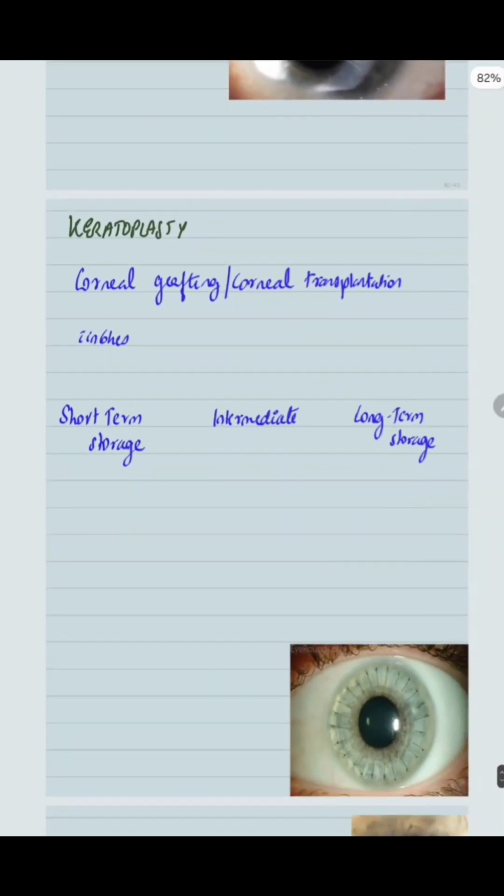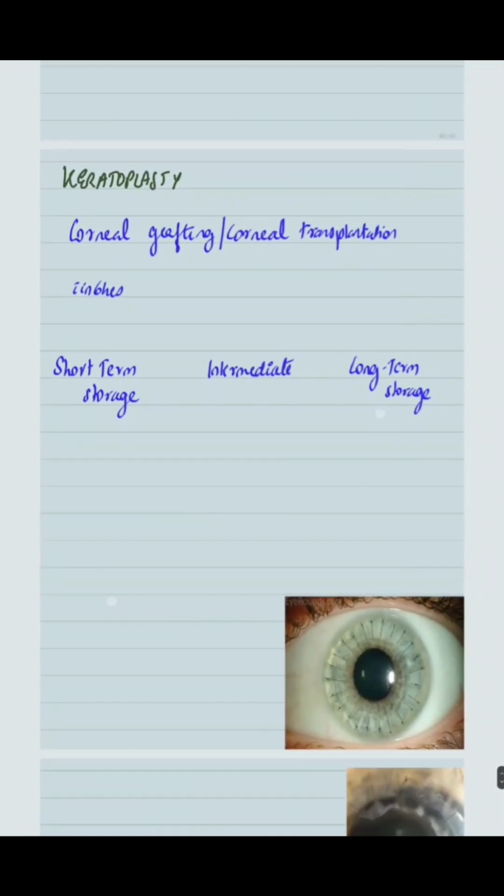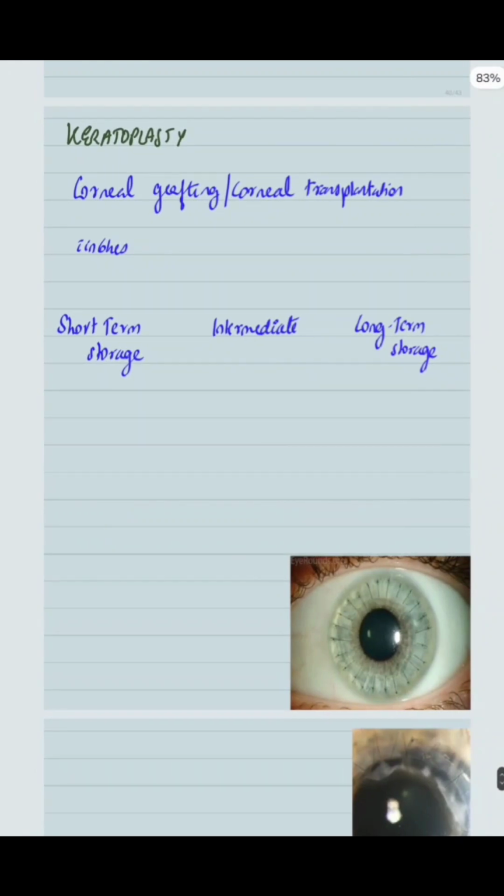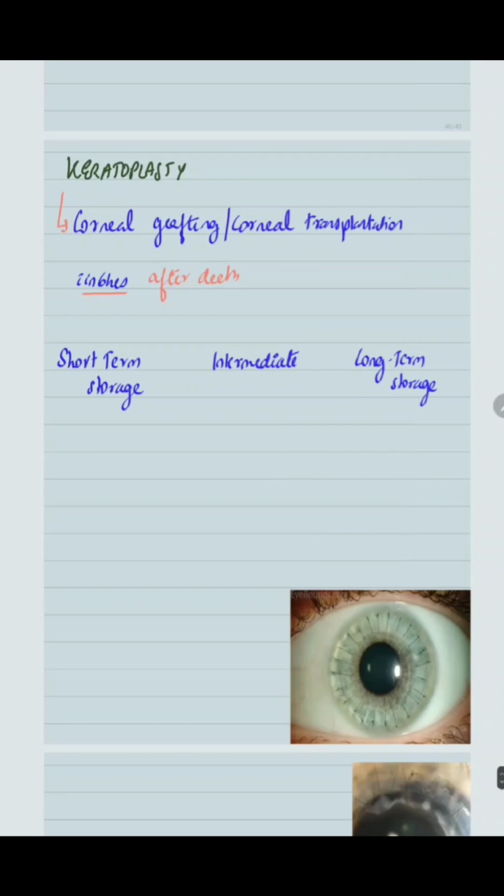Now, keratoplasty. Keratoplasty is corneal grafting or corneal transplantation. Donor cornea is taken from a cadaver within 6 hours after death. Short-term storage is up to 48 hours, where the globe is stored in a 4 degrees Celsius moist chamber. Or there is intermediate storage up to 2 weeks. It is known as MK medium.